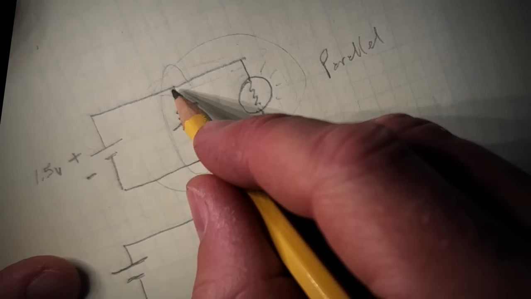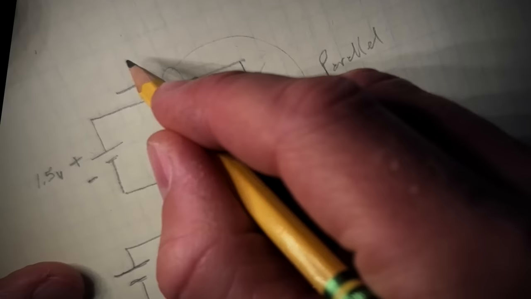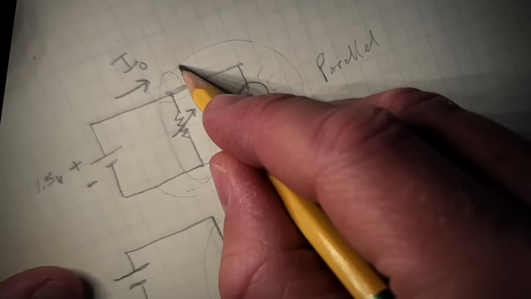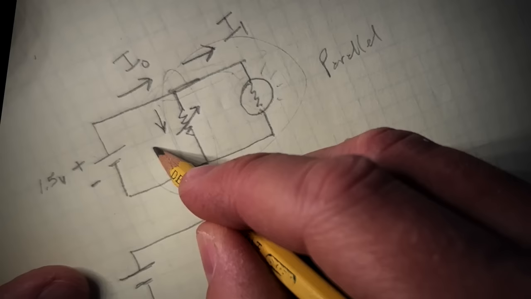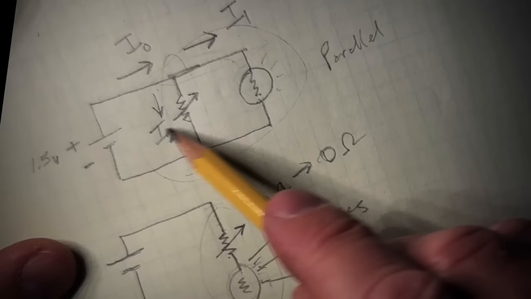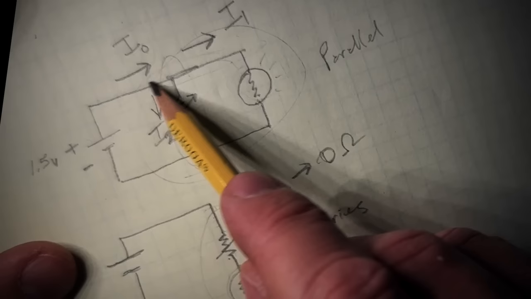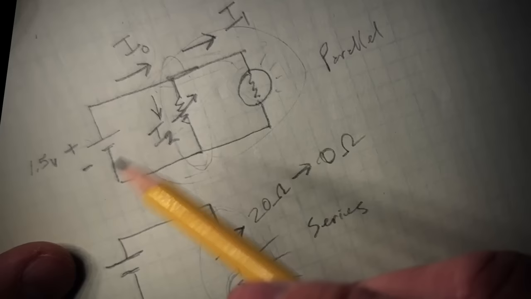Anytime you have a little split, a fork in the road, you have a current coming in, so that's I sub naught, and then here you would say there's an I sub 1, and then the current splits off to go to the light bulb, and it splits off to go to this variable resistor. You might say that's I sub 2, or vice versa. And the forked currents always have to add up to be the initial input current. Whatever the current begins as, it has to be conserved.